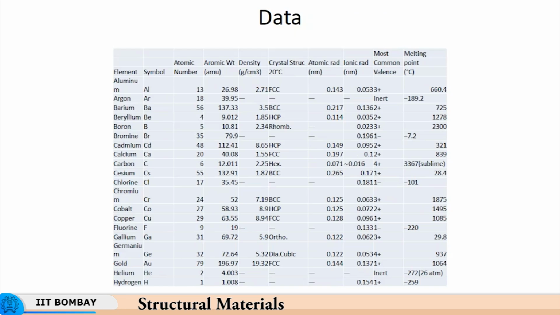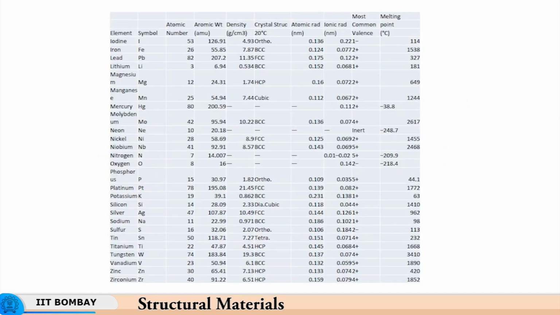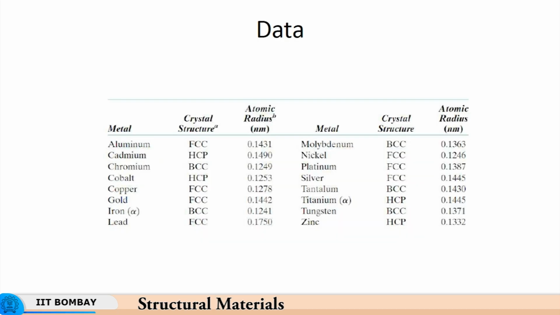So, these elements have been arranged in alphabetical order. So, you have starting with A up to Z over here, zirconium, and so this data can be used for solving subsequent problems as well. Similarly, there are data on atomic radii and atomic structure. So, this is another useful table which tells you under normal conditions, room temperature conditions, what is the structure of aluminum, cadmium. So, these are all room temperature structures.